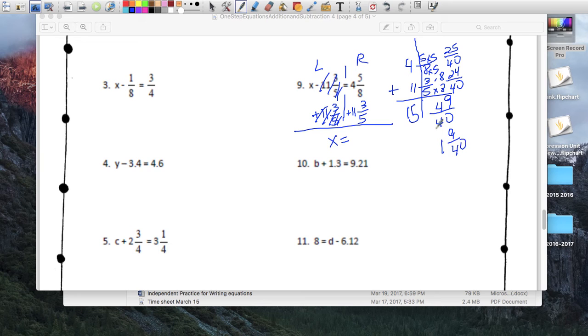So I have two whole numbers, a 15 and a 1, and you can't have two whole numbers. So I'm going to combine my whole numbers. My fraction I'm going to leave the same, so my final answer is going to be 16 and 9/40.